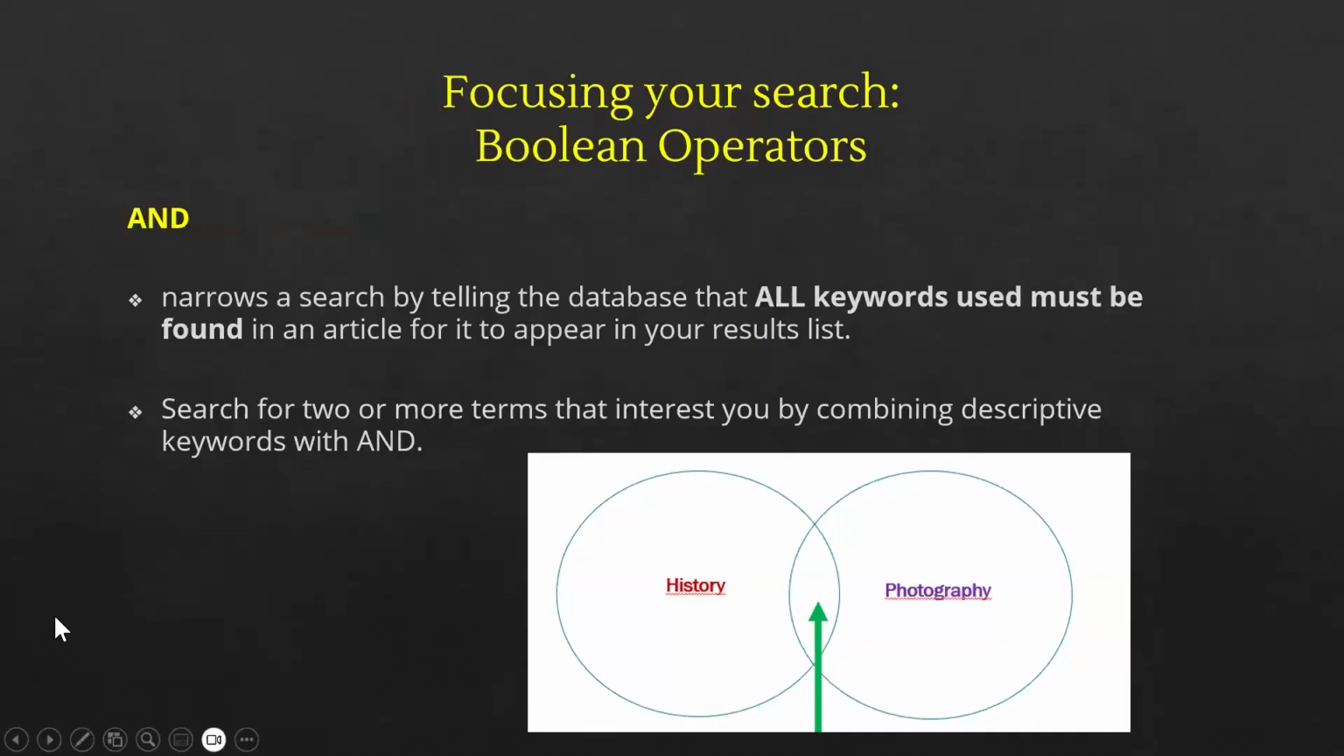You can even use the Boolean operator AND. This basically narrows the search by giving the database the instruction that all keywords used must be found in an article for it to appear in your results list. So you can search for two or more terms that interest you by combining descriptive keywords. In this example, if you used history and photography, then you would pull up sources of information related to history and photography.